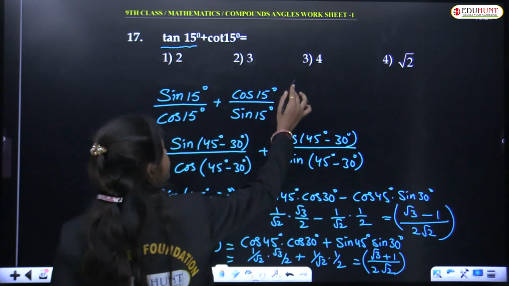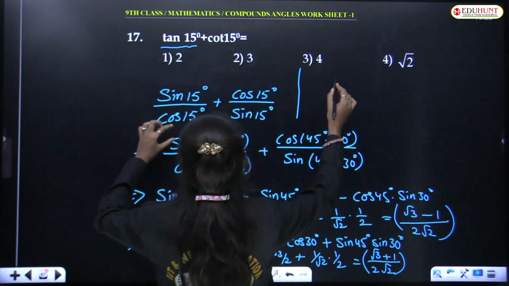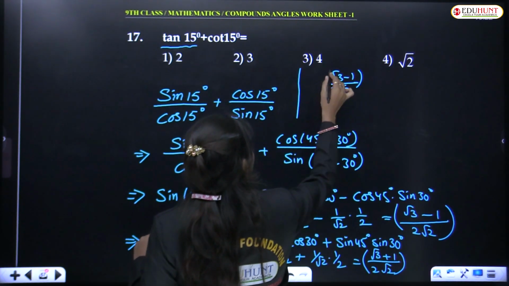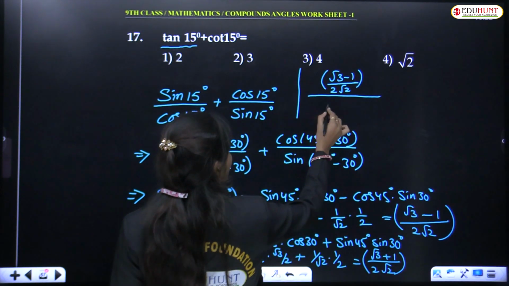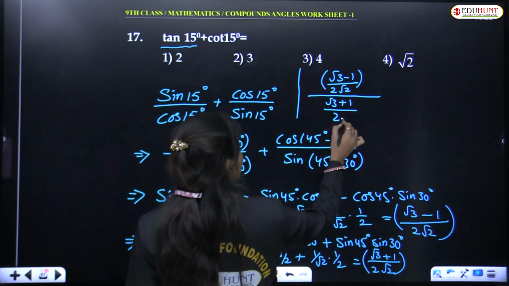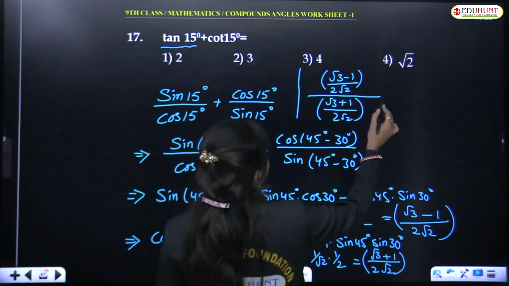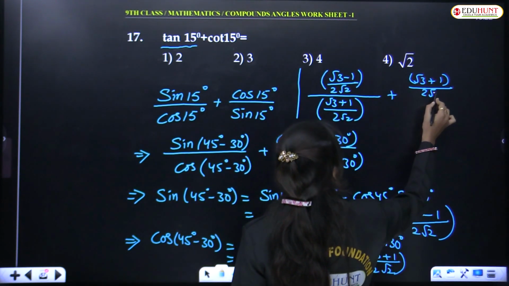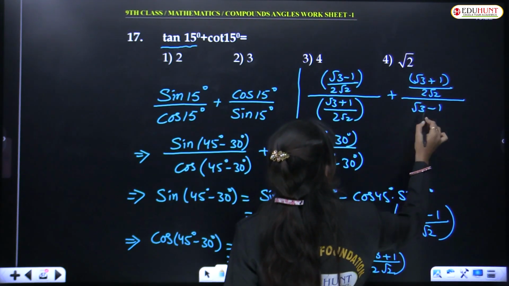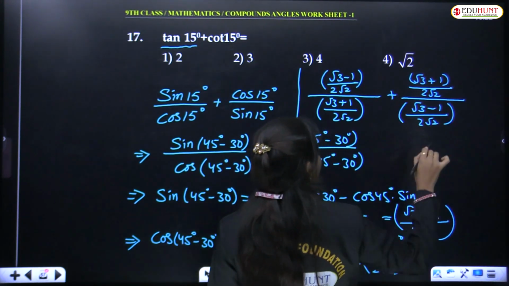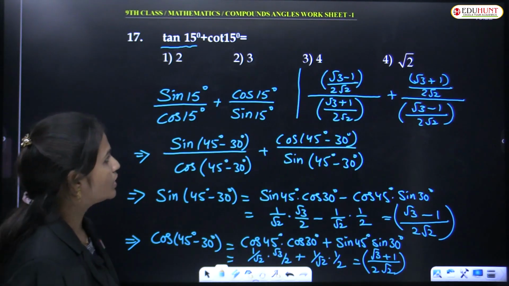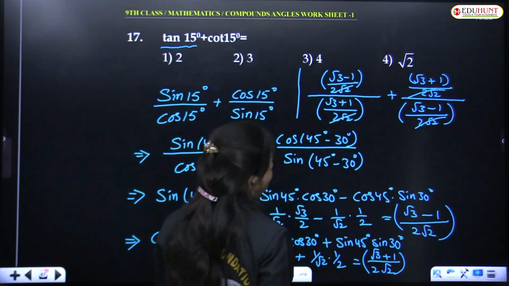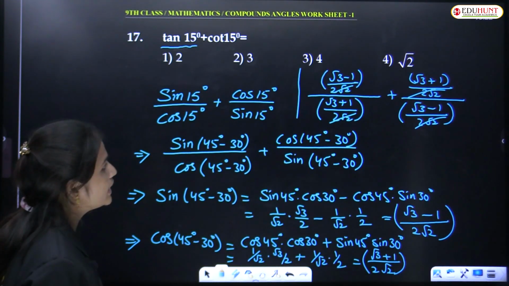Okay. Now just write it. Above here the numerator value is root 3 minus 1 by 2 root 2, by denominator root 3 plus 1 by 2 root 2, plus root 3 plus 1 by 2 root 2 whole by root 3 minus 1 by 2 root 2. Okay. So like this we got. So here 2 root 2 gets cancelled. Here also 2 root 2 and 2 root 2 get cancelled. Now we need to simplify this.